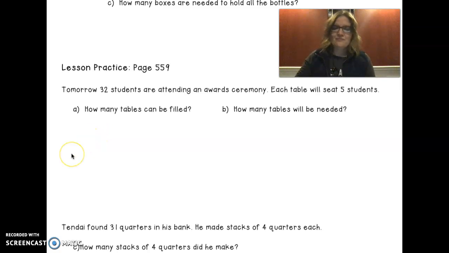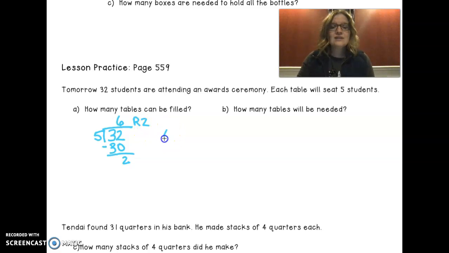So let's begin. The first thing we need to do is find out how many tables will be all the way full. So we take 32 and we divide it by 5, because that's how many each table will fit, 5. And I know that 6 times 5 is 30. I subtract. I know that our remainder is going to be 2. So I know that 6 tables will be filled.